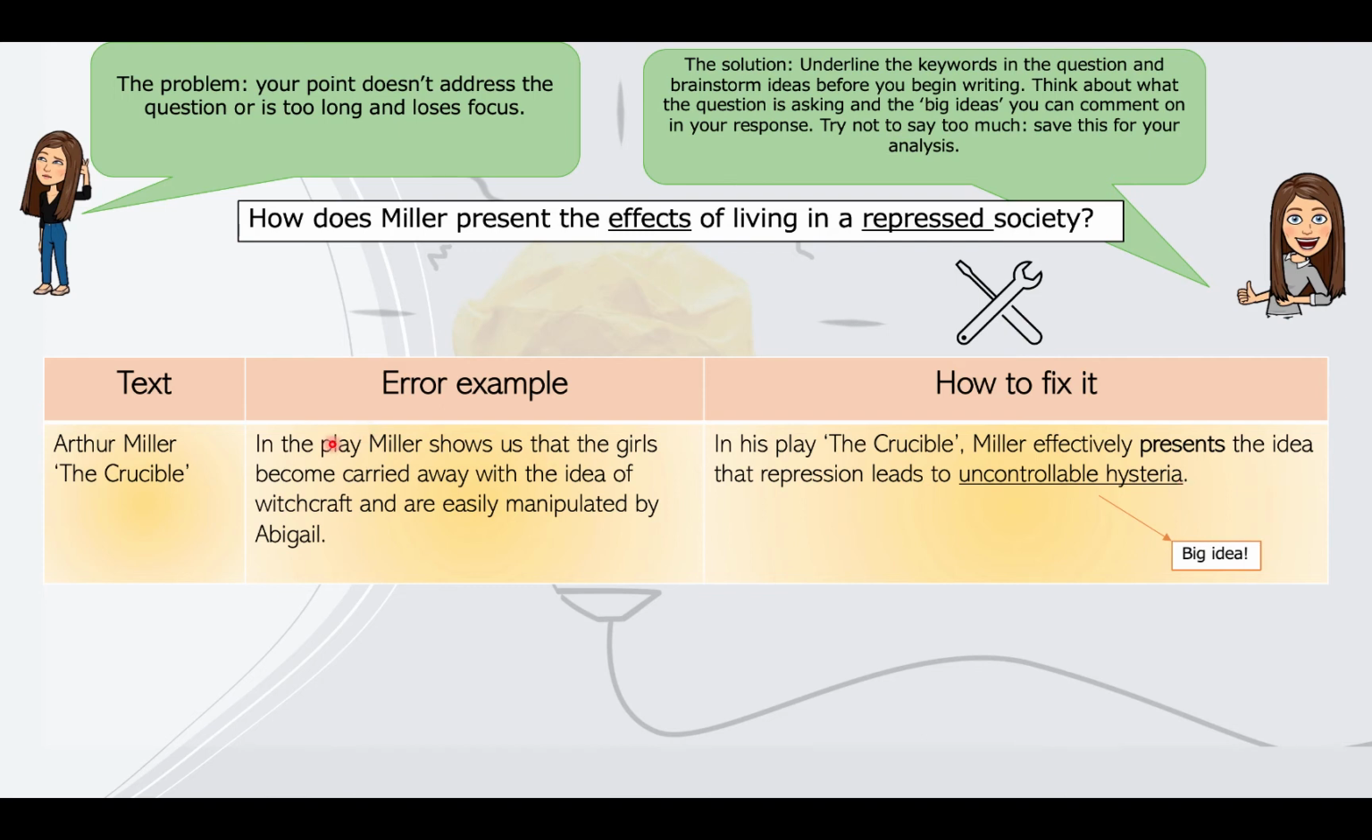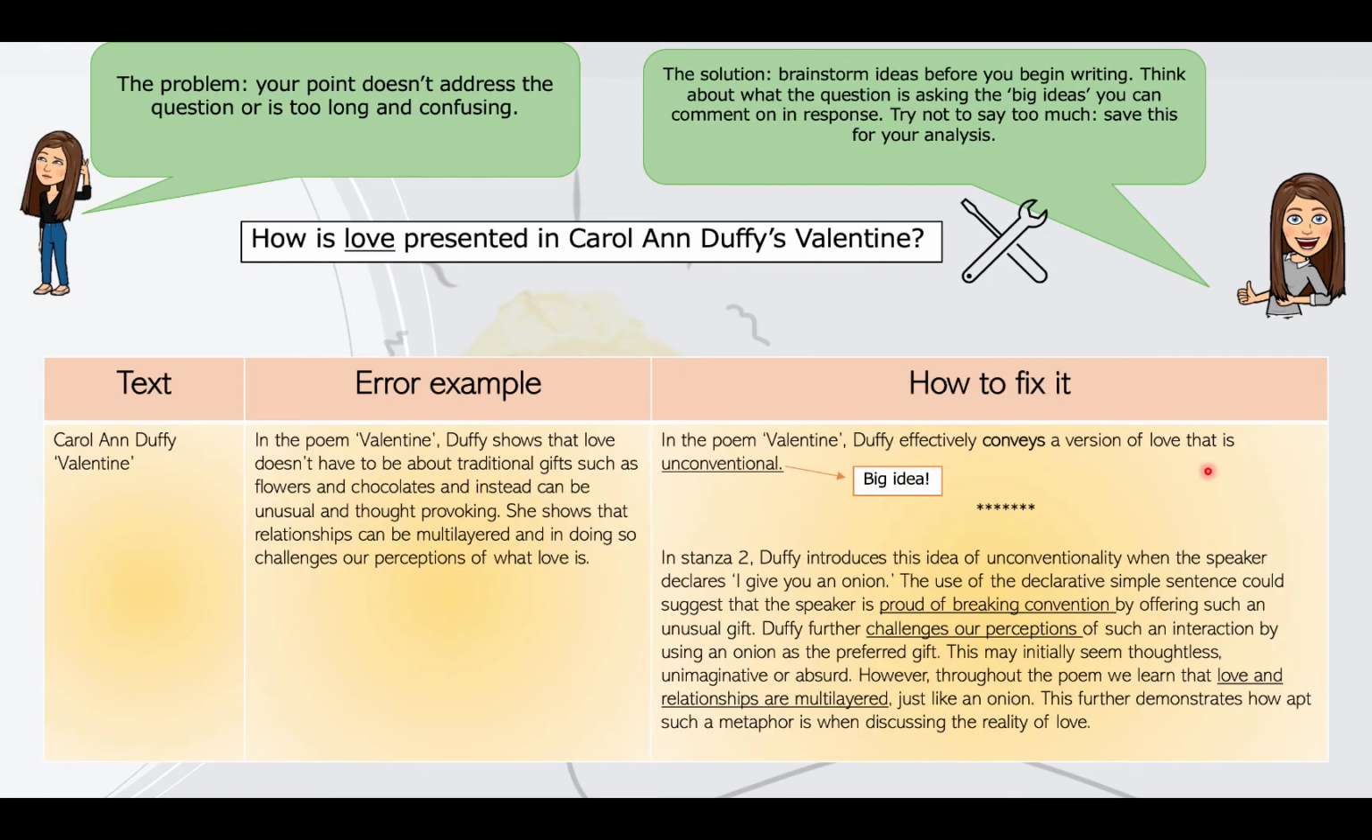So we've taken this response here, carried away with the idea of witchcraft. That really is just talking about hysteria, so we'll use the word hysteria just to be a little bit more focused. And this idea of Abigail's manipulation, that can then come on later on, perhaps in an explanation. So we have the big idea, we have Miller's name, we have the name of the play, and we also have some interesting vocabulary here just to show that we're being very specific, and it makes our writing sound a little bit more academic. So let's look at a second example.